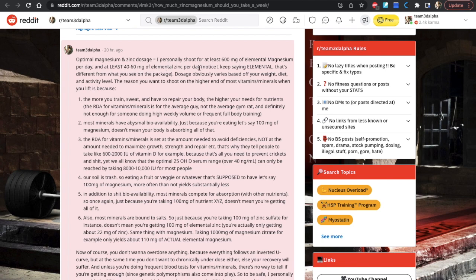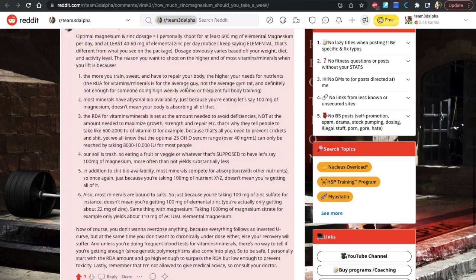And I want to show you guys why the numbers are so high based on the research and obviously based on experience. Notice I keep saying elemental. That's different from what you see on the package. Dosage obviously varies based off your weight, diet, and activity level. The reason you want to shoot on the higher end of most vitamins and minerals when you lift is because, and I'll give the reasons, right?